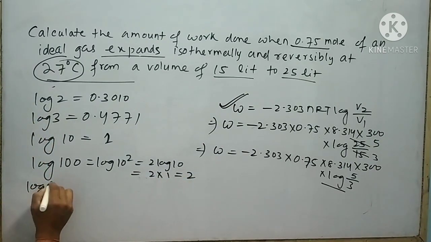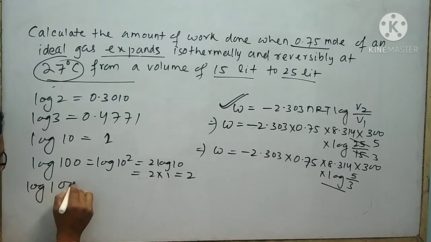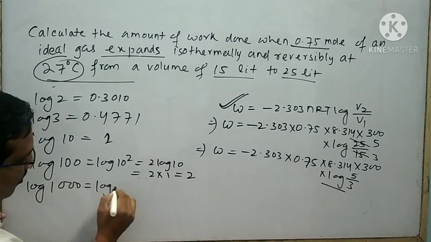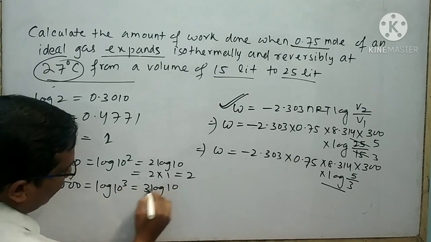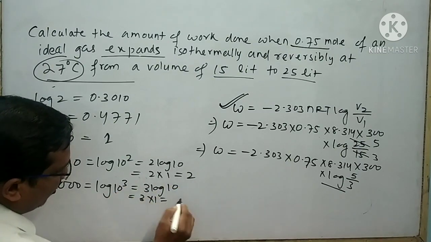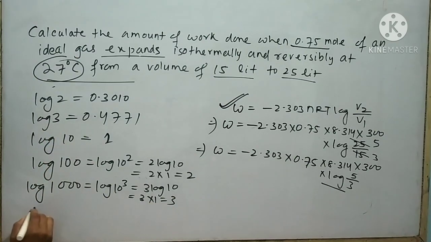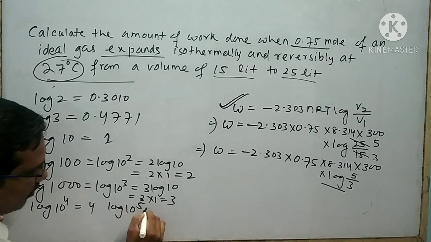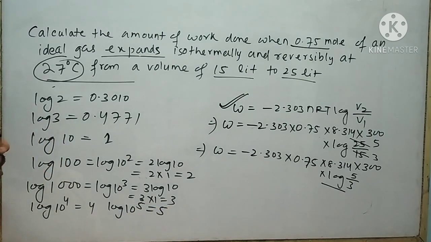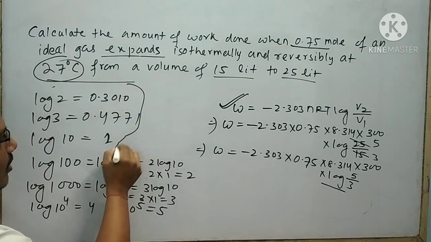Similarly, log 1000 equal to log 10 to the power 3 equal to 3 log 10 equal to 3 into 1 equal to 3. Similarly, you can write log 10 to the power 4 equal to 4. Similarly, you can also write log 10 to the power 5 equal to 5. Remember some important formulas also.